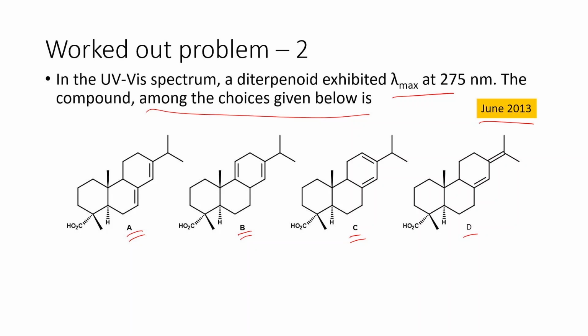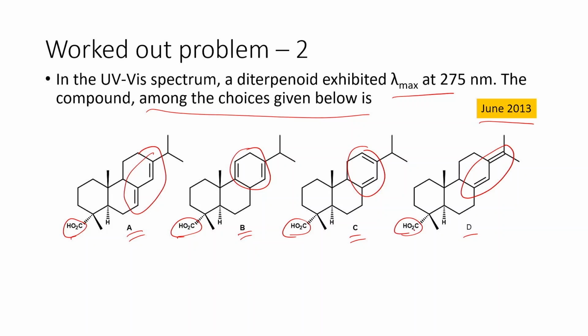Before solving the problem, we have to look at the structures of the compounds given here. If you very carefully look at all the compounds, all of them have 2 double bonds. They also have a carboxylic acid unit. So these are common for all the compounds, and based on the number of double bonds present and the functional groups that are present, we can calculate the lambda max for that particular compound.